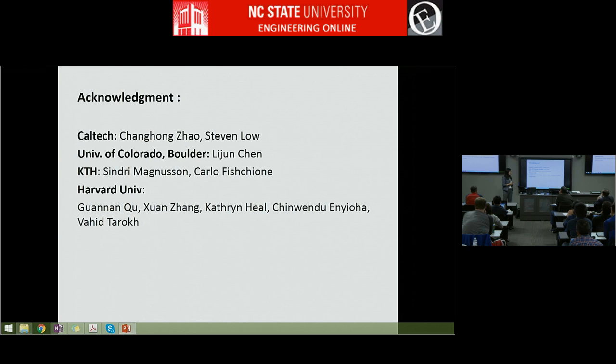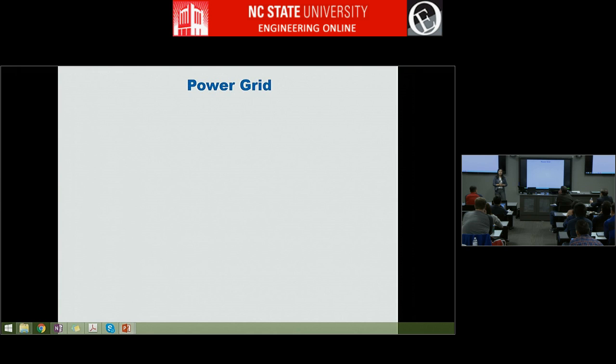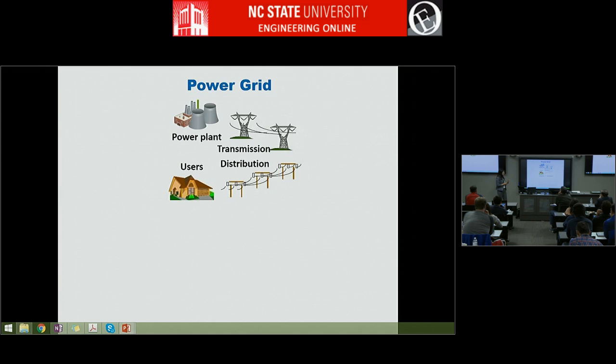So let's start with a brief overview of the power grid, in case some of you are not working on the smart grid. In the power grid, the conventional operation is done this way. The power plant generates power, which is transmitted and distributed to the end users. So what's the ultimate goal? The ultimate goal is to make sure supply equals demand all the time.